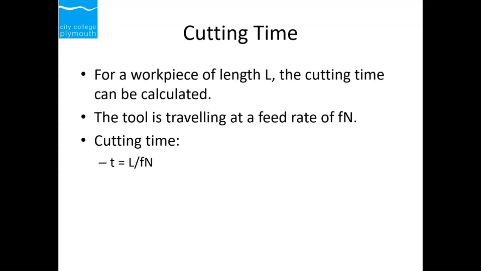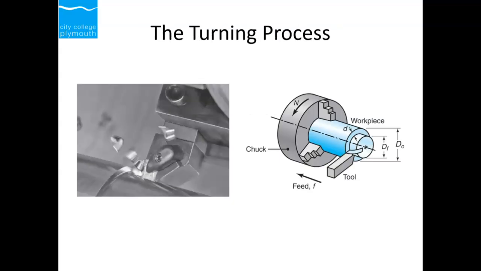Now, the cutting time depends on how fast the tool is traveling. The tool is traveling at a feed rate of Fn. The cutting time T, that's not a minus, it's just a bullet point, is L, the length, divided by Fn, the cutting feed rate. F is the feed rate, and d is the thickness between the outer and inner diameter. DF is the final diameter and DO is the original diameter.